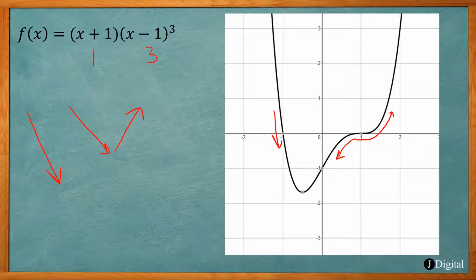If it's an odd number, like 3, 5, 7, it's going to go towards it, kind of flatten out, and then go back up. So it's going to go through the intercept. We're going to see it flatten out as it approaches it.